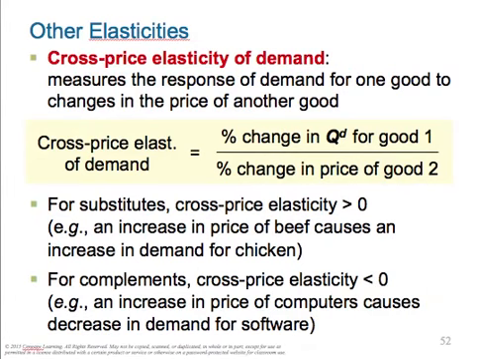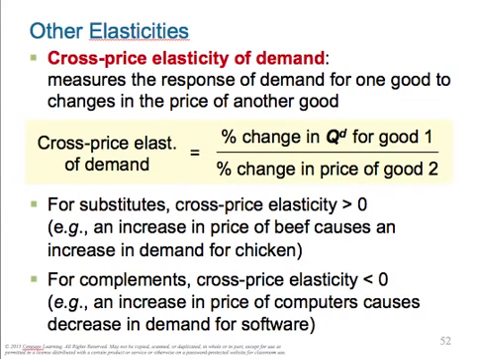Now we talk about cross-price elasticity of demand. It measures the response in demand for one good to changes in the price of another good. This gets a little convoluted, but it's really simple if you think about it. Remember substitutes and complements? Well, that's where they come back in. Cross-price elasticity of demand is the percent change in quantity demanded for good 1 given a percent change in the price of good 2. Okay, so hamburgers and hot dogs are substitutes, and hamburgers and hamburger buns are complements.